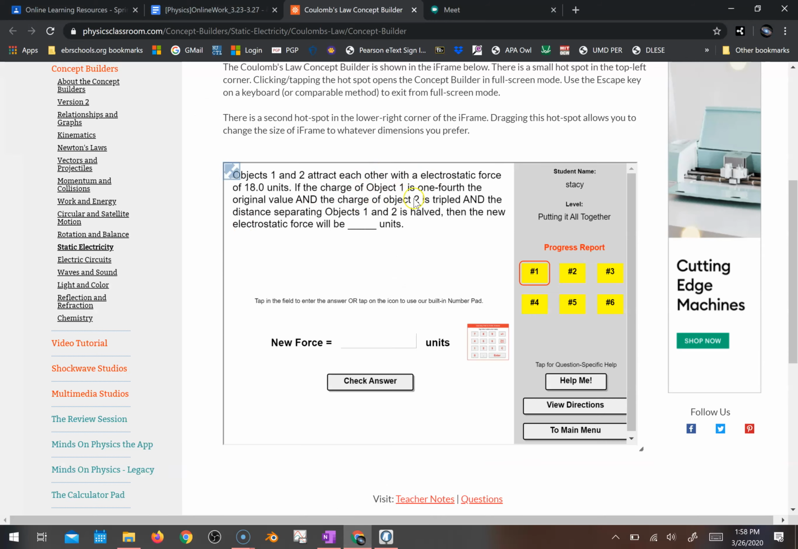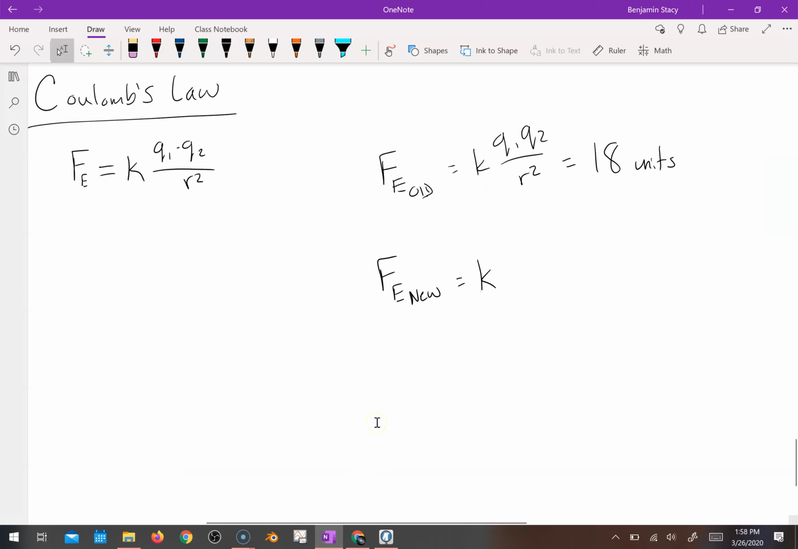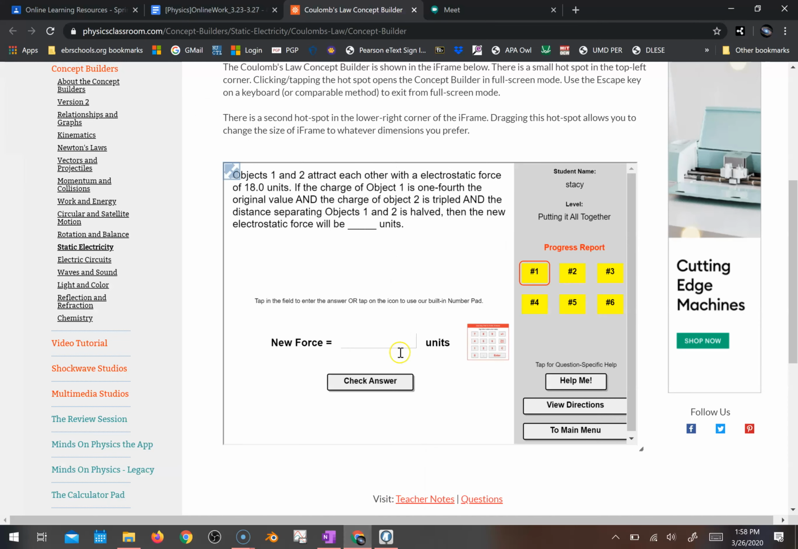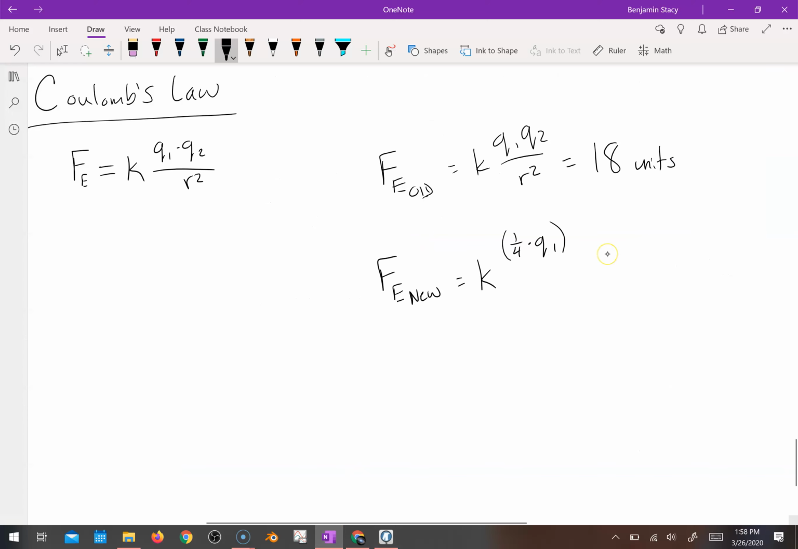Q1, what happened to the first amount of charge? Object 1 is 1/4 the original value. Okay, so I know I'm going to have 1/4 of Q1. That's the change that's been made. We go back and look at object 2. Its charge has tripled. So Q2 is now going to be 3 times the original Q2.